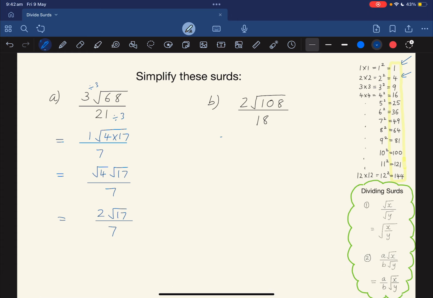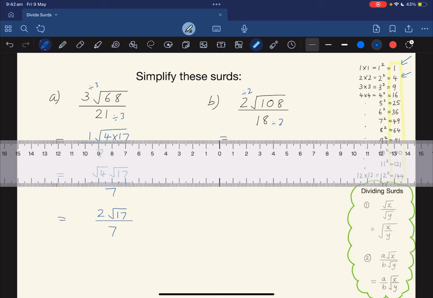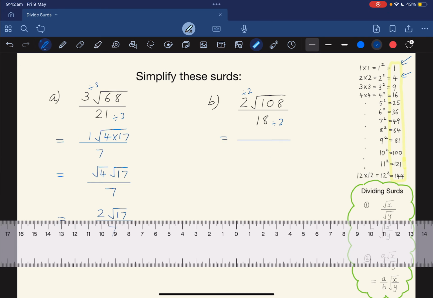Okay, let's now have a look at this. I'm looking at this fraction out the front. They group the fraction out the front. Not quite dividing surds by each other yet, but soon we will. That fraction, I know that there's a common factor of 2 because they're even numbers. 2 divided by 2 is 1, and 18 divided by 2 is 9.